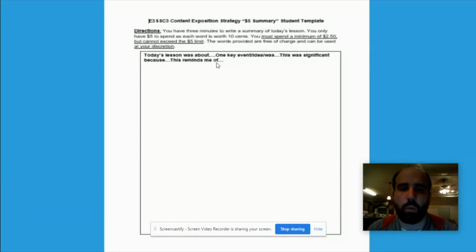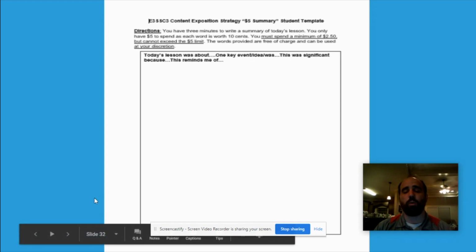Today's lesson was about one key event. The idea was, this was significant because, this reminded me of. So these are your free words, meaning they can use those words and it won't count against their count. Everything after those words is beginning the count. So that is something to keep in mind there as well. And that's a tool for differentiation as well, and we'll look at that in just a second.